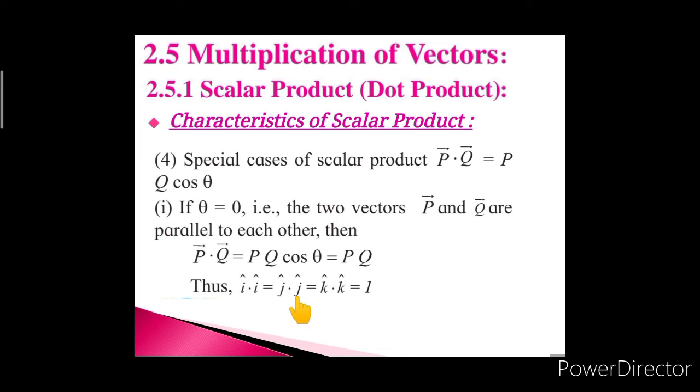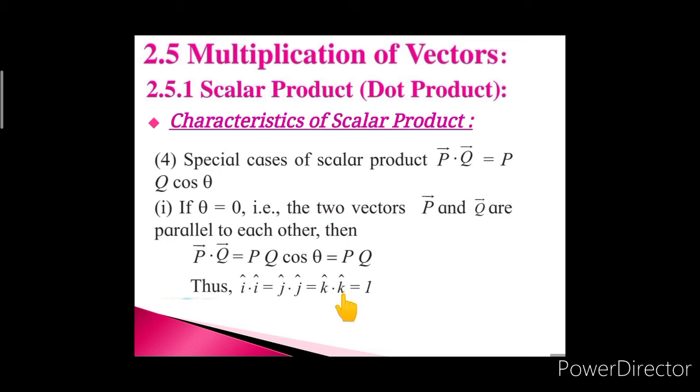Vector j dot vector j will give the result as the magnitude of vector j multiplied with the magnitude of vector j, which is equal to j square. Similarly, vector k dot vector k will give the result as the magnitude of vector k into the magnitude of vector k, which will be k square.